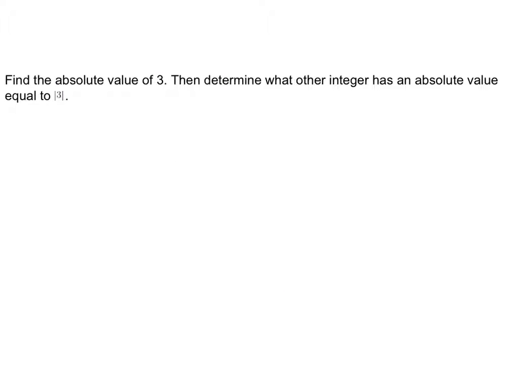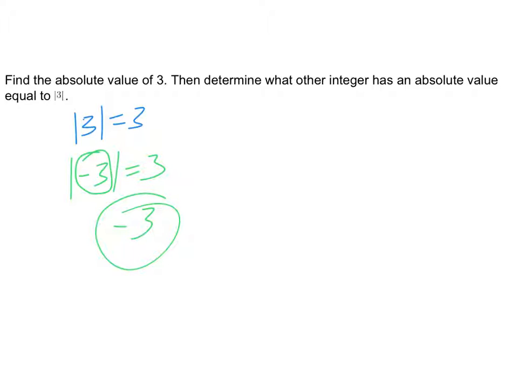So first thing we're going to do, find the absolute value of 3. Okay, we've done that. The absolute value of 3 gives an answer of 3. Then the question is, what other integer could we put inside of absolute value and get out a 3 as an answer? Since we're looking for an answer of 3, and all absolute value does is make things positive, if we took the absolute value of negative 3, we would get 3. So this is the other integer that we're looking for. A negative 3 will also give us an answer of 3.